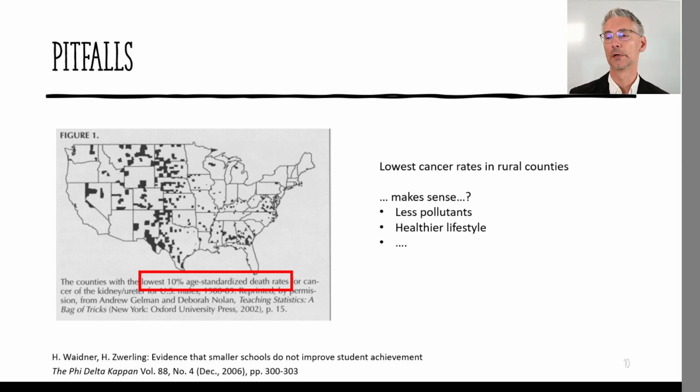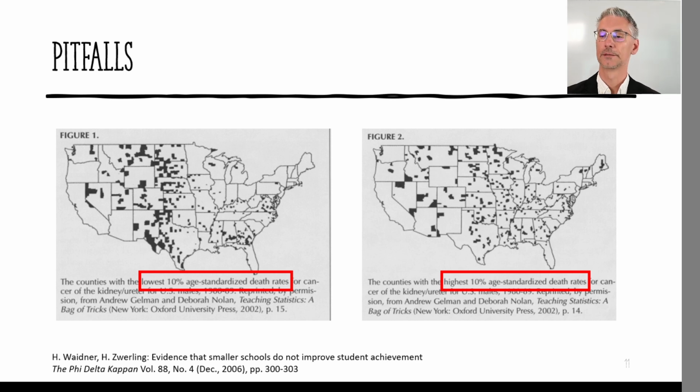They're mostly in rural areas, and we could say, well, in rural areas we have a lot less pollution that might lead to less cancer. And people may generally lead a healthier lifestyle and so on. So we can reason our way to why, for example, rural counties may have a lower cancer rate than more densely populated areas. Now, if we look at the highest 10% of age-standardized death rates from cancer, we can see that they're also in rural areas.